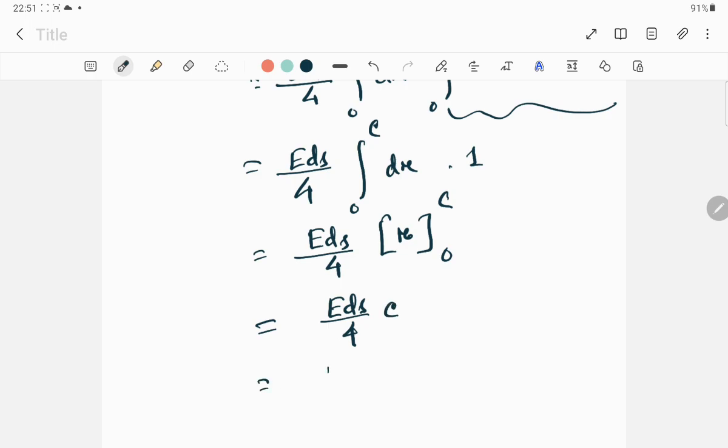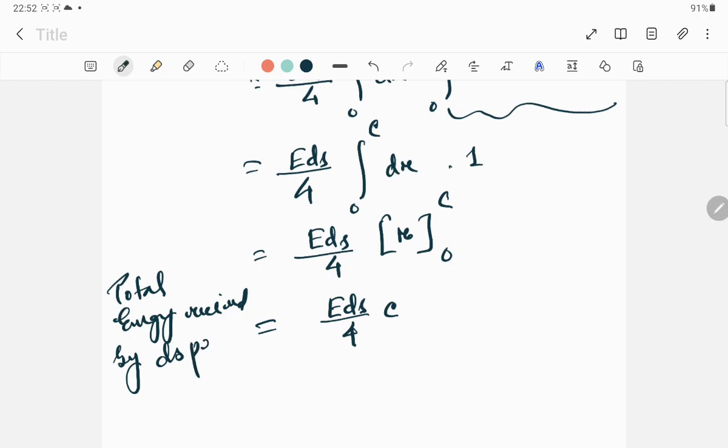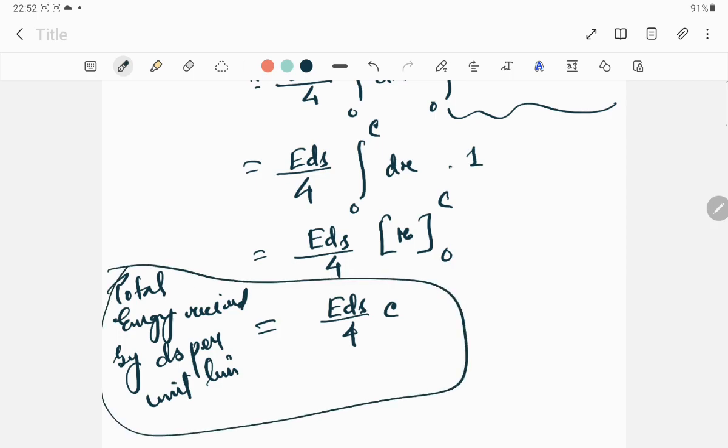So the amount of energy received, total energy received by ds per unit time is equal to E ds into c. There is a very important relation.